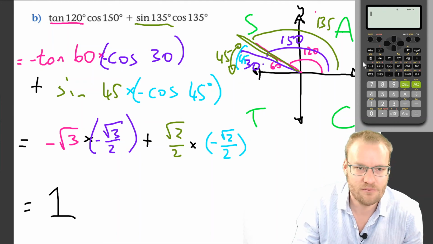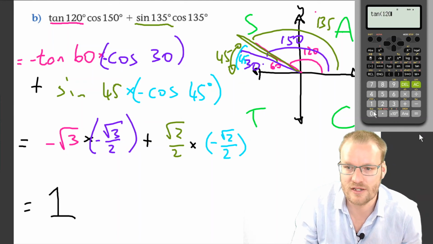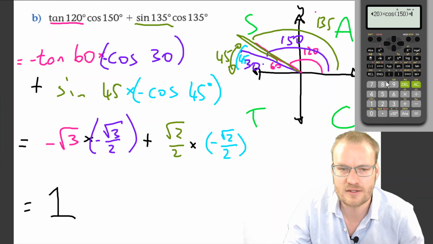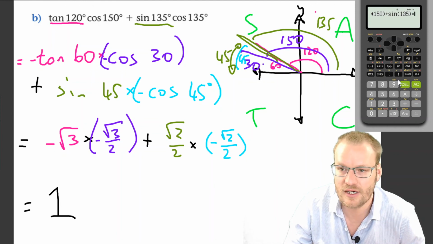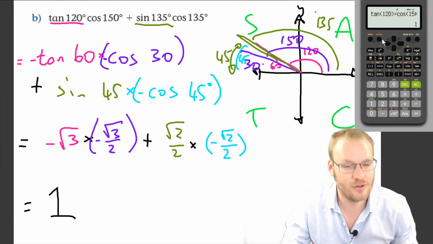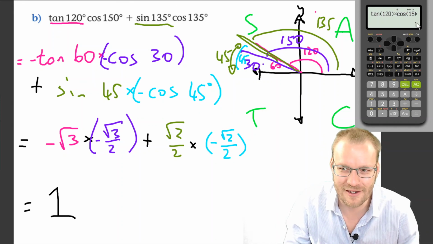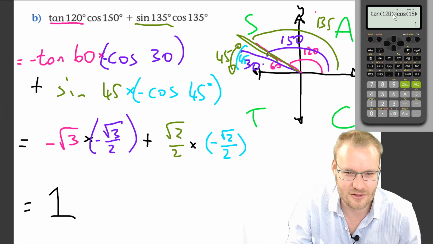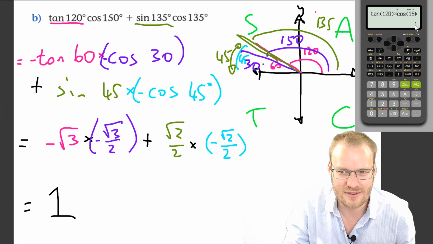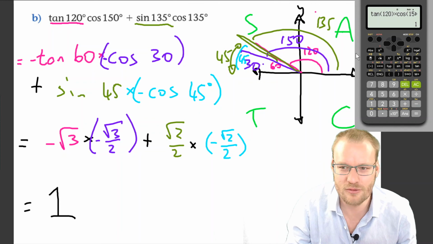If you really want to, you could check and go tan 120 times cos 150, plus sine 135, close brackets, times cos 135. Sense of relief. You were worried you were going to see another answer there, but you could have typed in your calculator wrong as well. So just be aware that this isn't foolproof. Just recheck you've punched it in properly. But there we are, we're good to go.